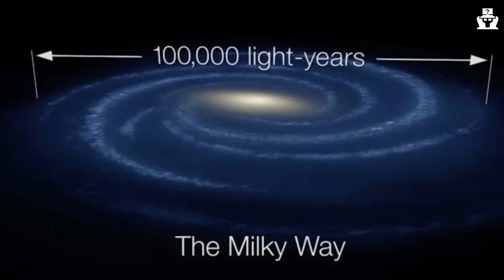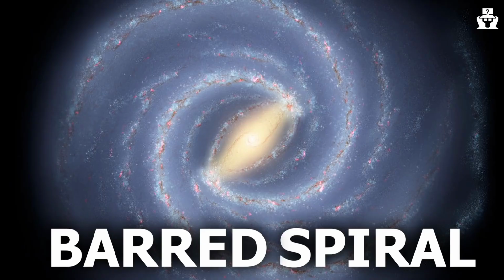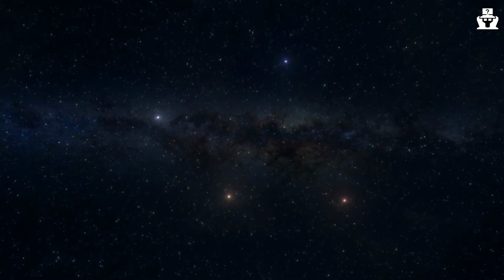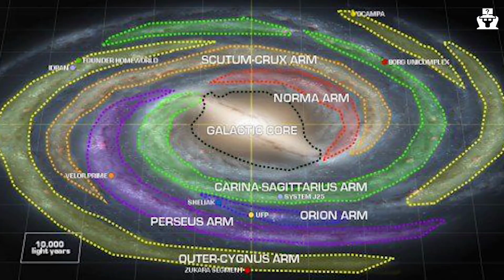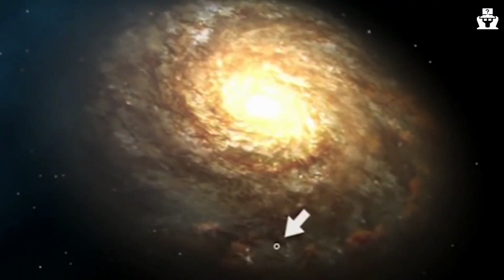It consists of a central bar-shaped region surrounded by four main spiral arms, each containing a mix of gas, dust, and stars. The central region of the Milky Way is known as the galactic bulge, and it is densely packed with stars. Surrounding the galactic bulge is the galactic disk, which is where most of the Milky Way's stars, gas, and dust are located. The disk is also where our solar system is situated.